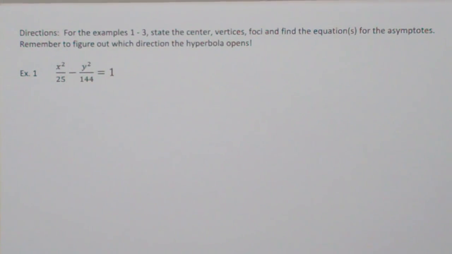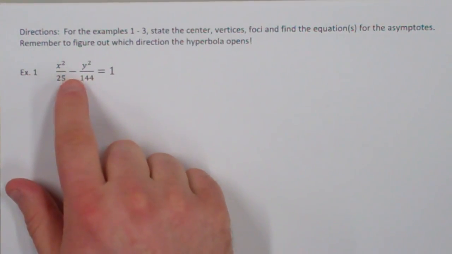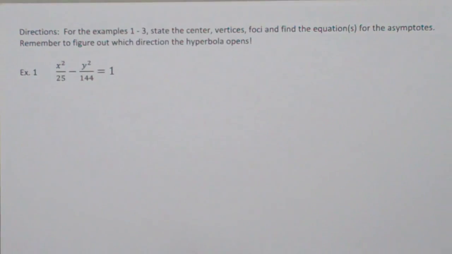This video, for example 1, we need to state the center, vertices, foci, and then find the equations for the asymptotes. We actually don't have to graph this right now. This is kind of leading up to that point. So when I look at these equations, first of all, it totally is going to be a hyperbola. We've got each term being squared and then a minus sign in the middle.